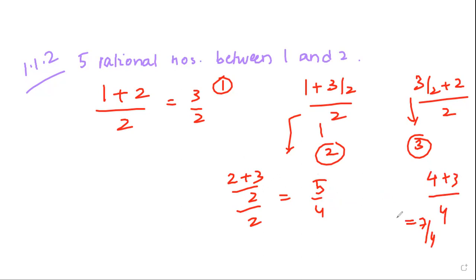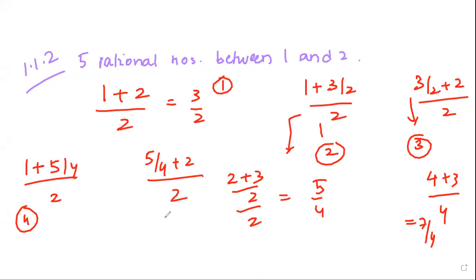This will be 4 plus 3 by 4, which is nothing but 7 by 4. So we got 3 numbers till now. And to get the remaining 2, you can take any one of these and do the same thing. So if I take, suppose, 5 by 4, then again you take 1 plus 5 by 4 divided by 2, and you take the average of 5 by 4 plus 2 divided by 2.